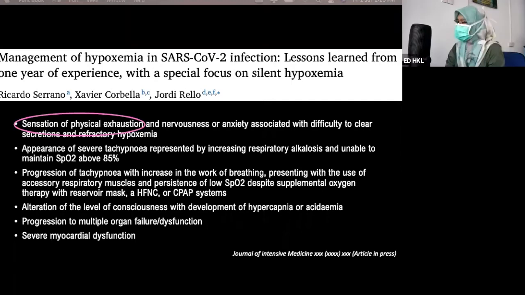Something fell. Can you please mute your mics? Make sure you all mute the mic because this session is being recorded.